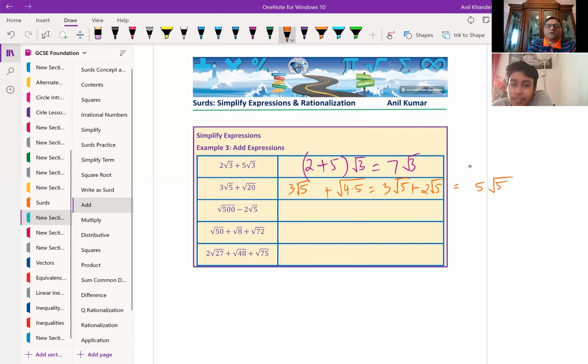Is it okay? So next one, try the next one, square root 500. That would be square root 100 multiplied by 5, correct. Subtracted by square root 20, which would just be 8 square root 5. That is how you'll do it. Is that clear to you, right? Yes, sir. Try this. Square root 50 plus square root 8 plus square root 72.